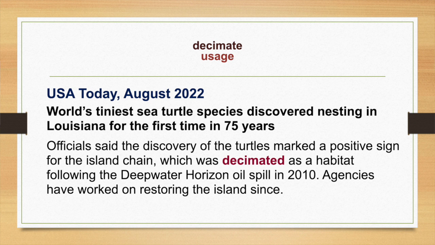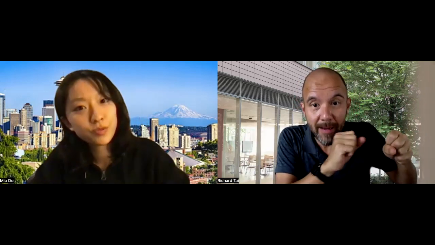Our first example comes from USA Today, August 2022. The headline reads, World's tiniest sea turtle species discovered nesting in Louisiana for the first time in 75 years. The text says, officials said the discovery of the turtles marked a positive sign for the island chain, which was decimated as a habitat following the Deepwater Horizon oil spill in 2010. So this island chain used to have a lot of animals. It was a good habitat, right? A place for living things. But the Deepwater Horizon oil spill decimated the habitat. It killed most of the animals that were there.